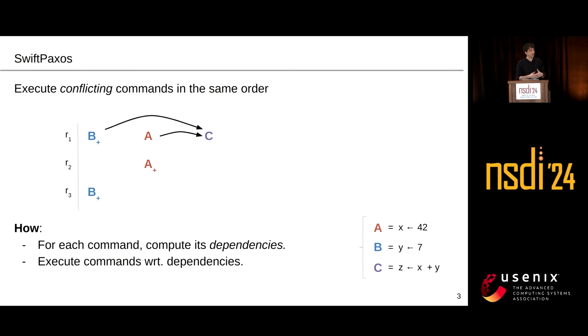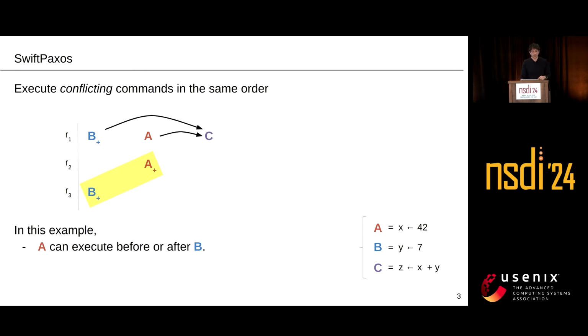To ensure that conflicting commands are executed in the same order, SwiftPaxos is computing for each command the set of dependencies. That is the commands that will execute before it. And it is executing the command with respect to these dependencies. So going back to the example, A and B are accessing different variables, so they can execute in any order. And there are no arrows, no dependencies between them. Actually, in the example, replica 2 has already executed A, whereas replica 3 has executed B.